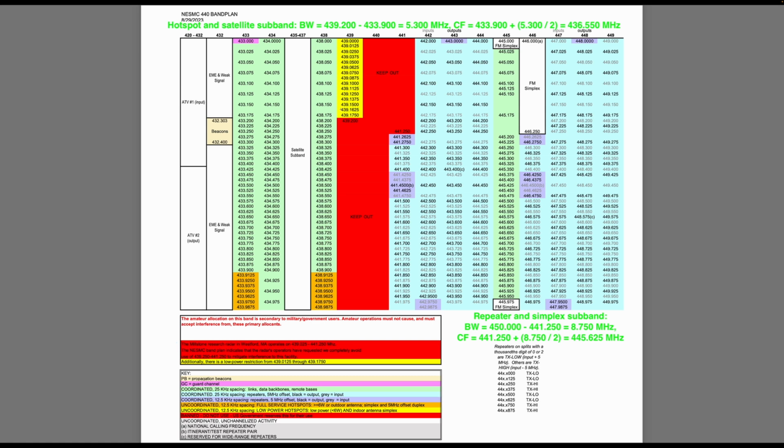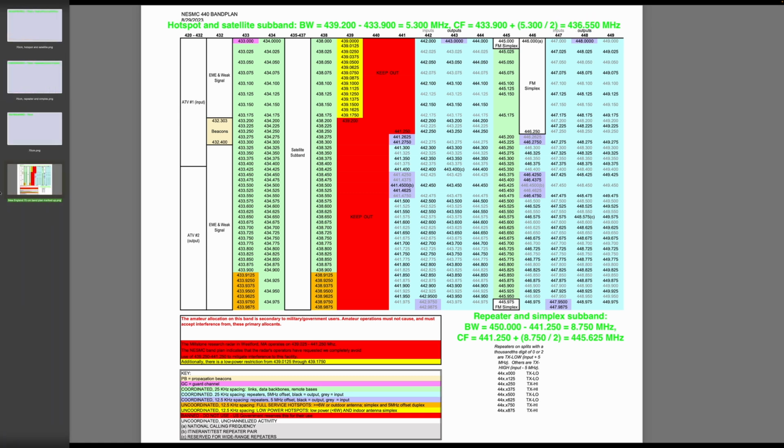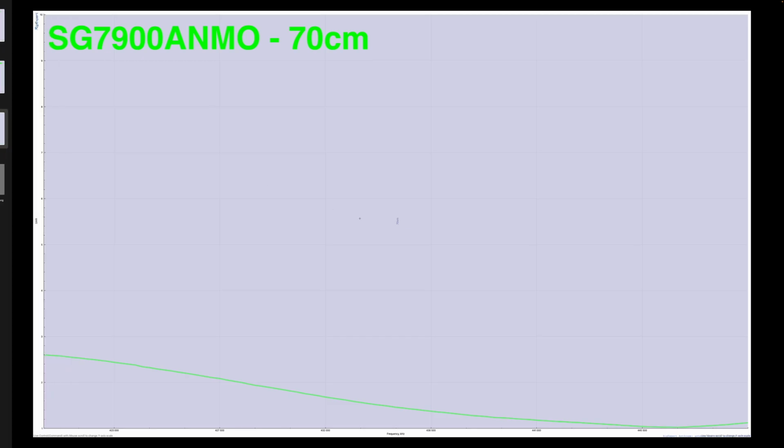And so if I run the numbers with 439.200 and 433.900, I compute the bandwidth of that subband, which I'm calling the hotspot and satellite subband, and then the center frequency of it. So then I went out and basically did some more measurements. So this again is what was concerning me.